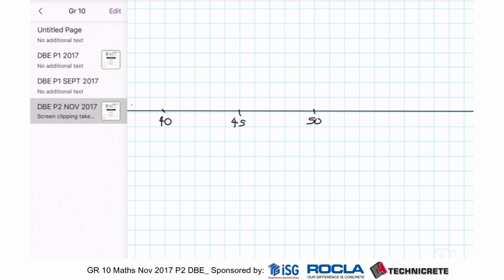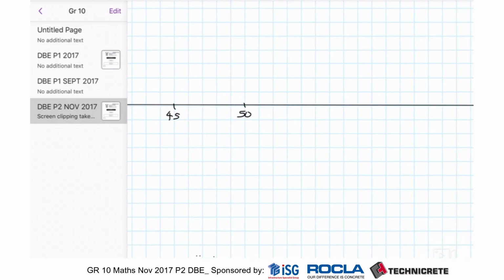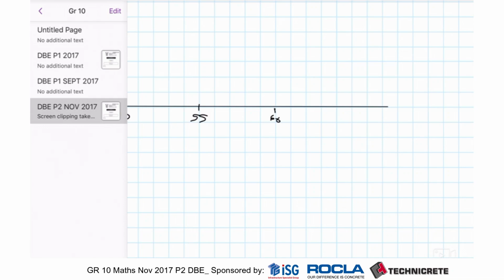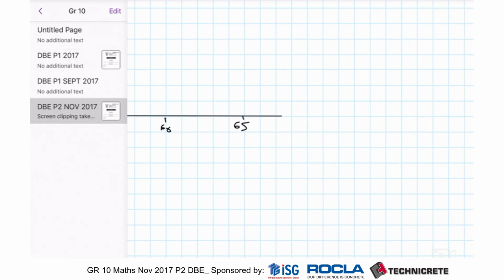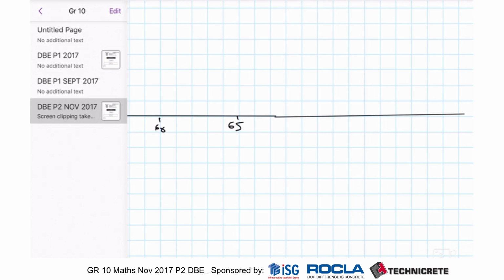It's very important that your number line is mathematically correct. Otherwise, your box and whisker diagram is not going to be a true representation. 2, 3, 4, 5. I'm going to have to extend our line. One, 2, 3, 4, 5, 70, 1, 2, 3, 4, 5.